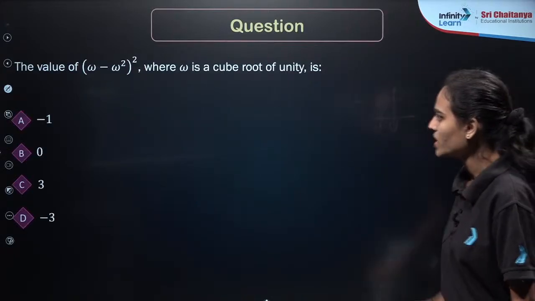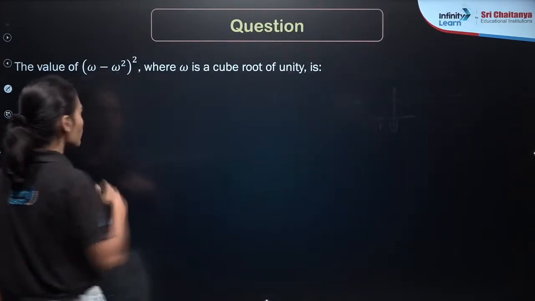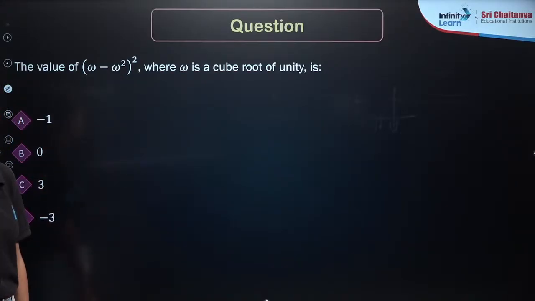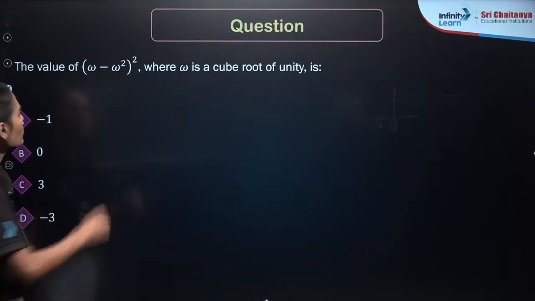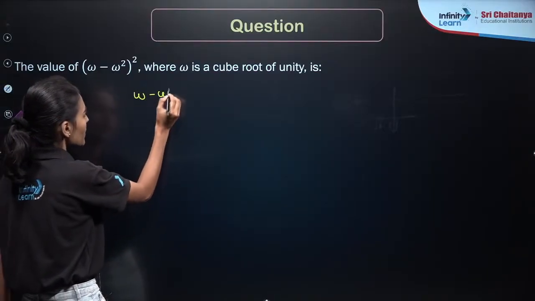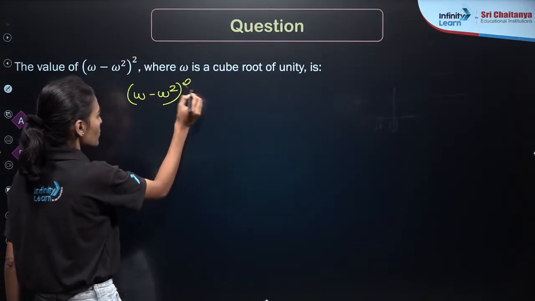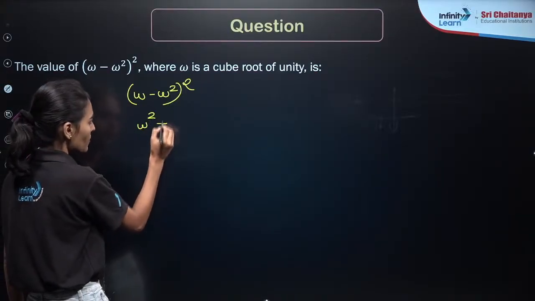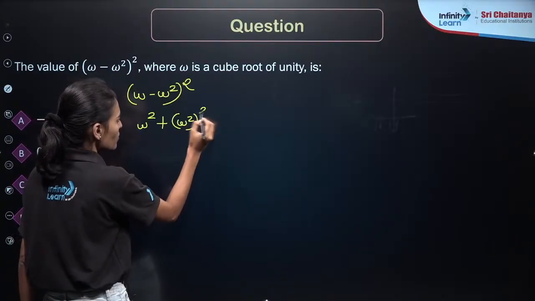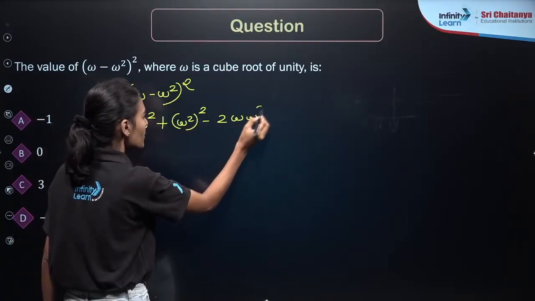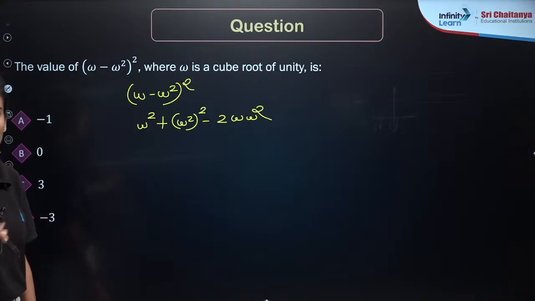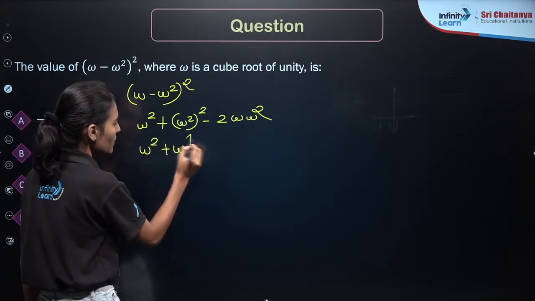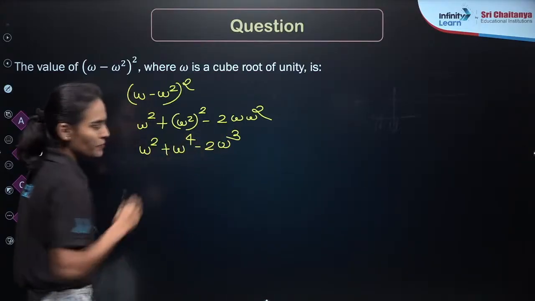Okay. The next is, see, whenever they will give such a type of thing, find omega minus omega square whole square is what? So see, here we have omega minus omega square whole square. So let us simplify. This is omega square plus omega square whole square minus 2 into omega square. A minus b whole square is a square plus b square minus 2ab. So this is omega square plus omega power 4 minus 2 times omega cube.